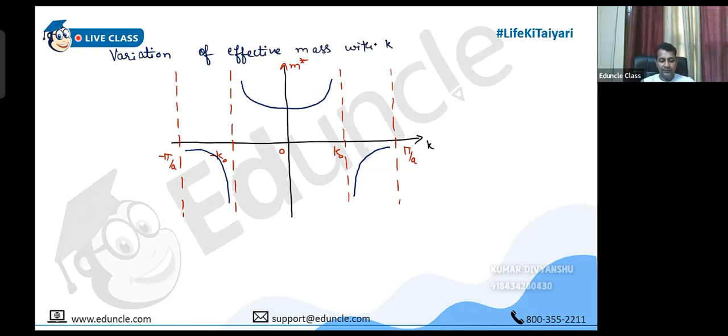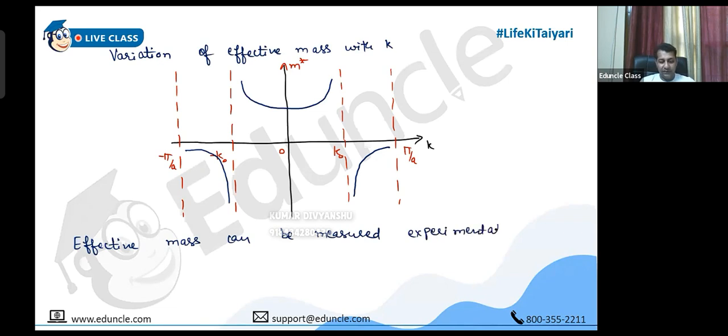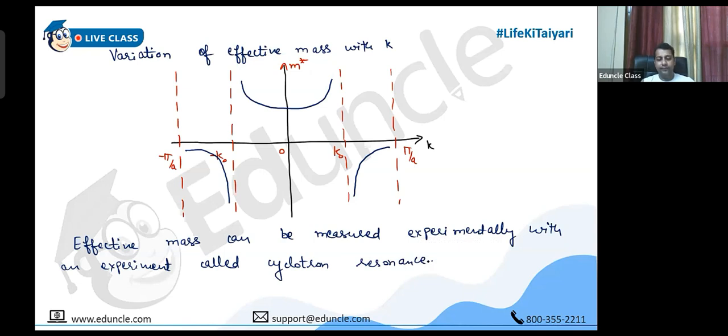So effective mass can be measured experimentally, with a technique called cyclotron resonance. With the help of this experiment, we are able to get the effective mass of the specimen, and the formula for the same. Actually, we get the frequency. So that I will be telling you with the help of the numerical, what is the formula to calculate effective mass.